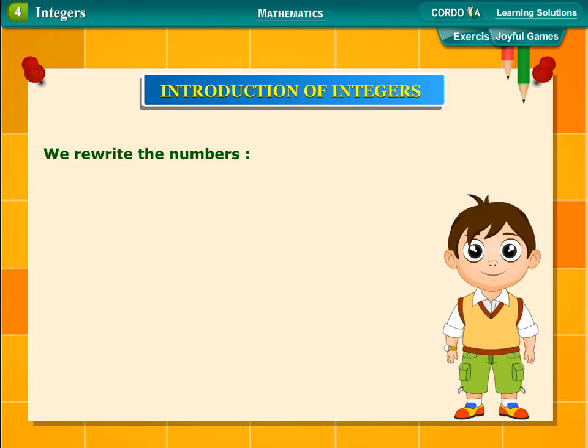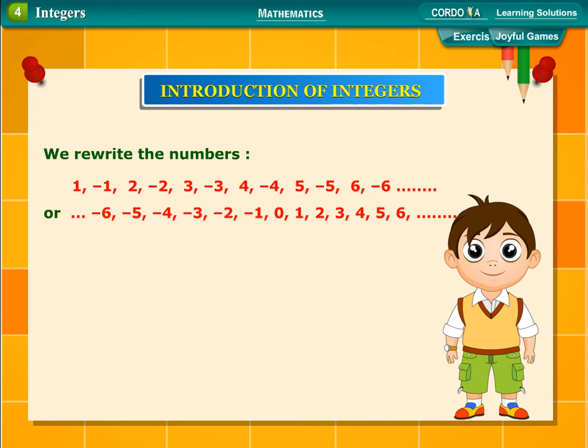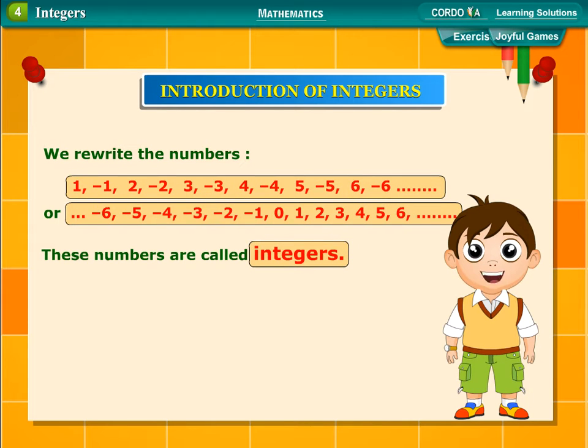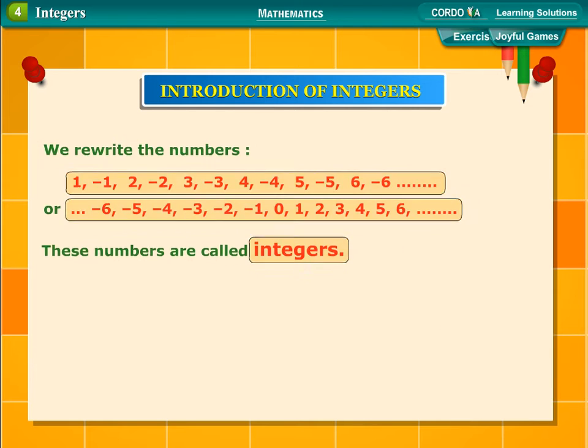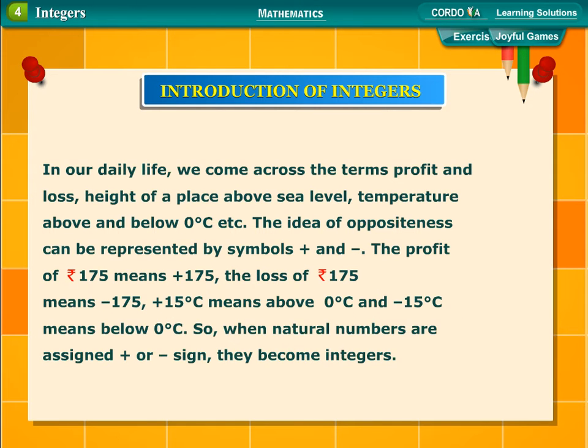We rewrite the numbers as 1, minus 1, 2, minus 2, 3, minus 3, and so on, or as minus 6, minus 5, minus 4, minus 3, minus 2, minus 1, 0, 1, 2, 3, 4, 5, 6 and so on. These numbers are called integers. In our daily life, we come across the terms profit and loss, height of a place above sea level, temperature above and below 0 degrees Celsius, etc.